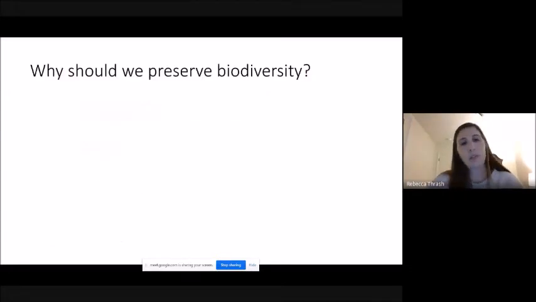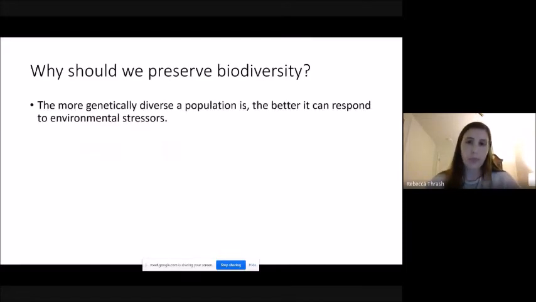So now the question is, why should we even care about preserving biodiversity? Is there any sort of utility to humans in doing so? In general, the more genetically diverse a population is, the better it can respond to environmental stressors. So if environments are consistently being changed or impacted by human activity, the more robust it is genetically, the more likely there will be some organisms that can have some type of adaptation and survive.